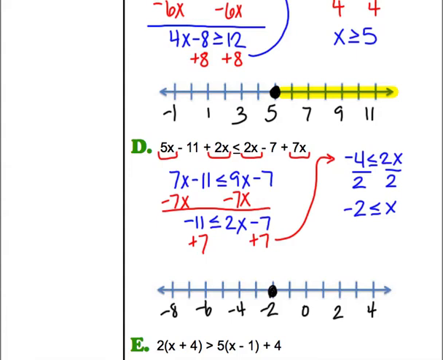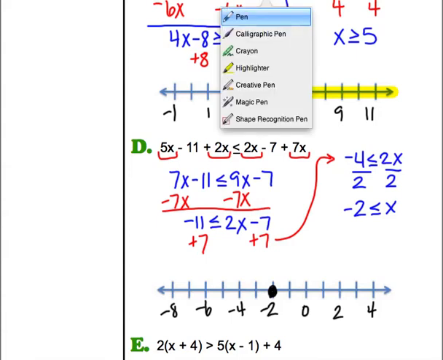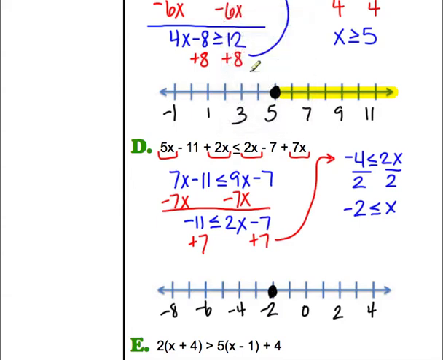Now here's the one that gets you guys hung up because the variable is on the right side. So we want to check. I'm going to take 0. If I put this in, negative 2 is less than or equal to 0, that would be correct. So therefore, I'm going to shade to the right.